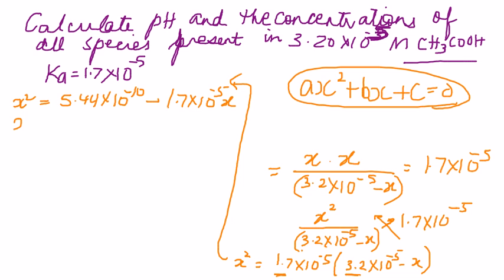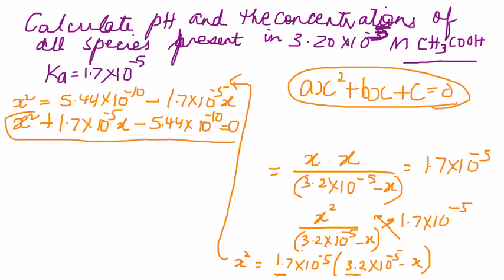And I can say that x squared plus 1.7 times 10 to the negative 5th x minus 5.44 times 10 to the negative 10 is going to be equal to 0. So this is my quadratic equation. All I have done is transposed the x terms to the other side of the equation so that I can see it in the same format as ax squared plus bx plus c.